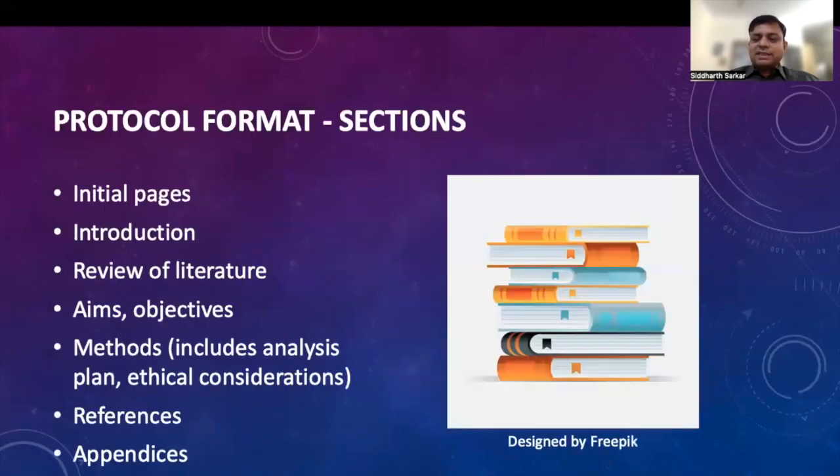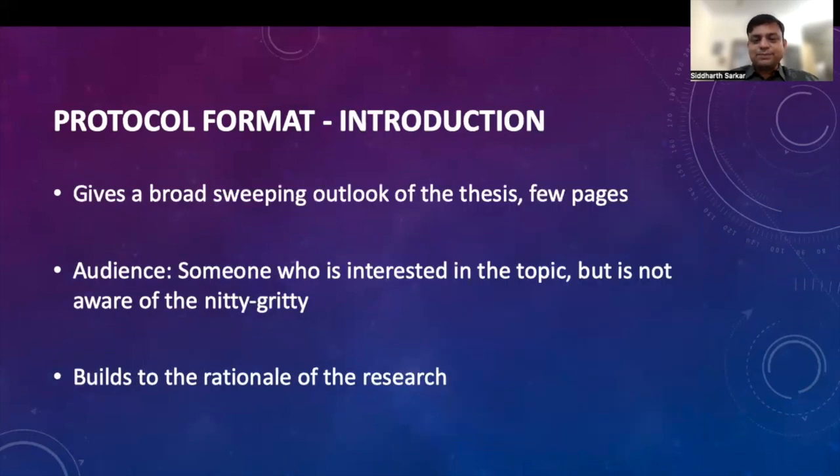So generally there are certain sections in the protocol. There are the initial pages which describe your degree, your name, your guides and co-guides, and the title of your thesis. Subsequently, there is an introduction which lays the groundwork of what your thesis is all about. Then there is a review of literature which goes into depth of the thesis. Then there are aims and objectives, followed by the methods, which includes how you are going to do the analysis and what are the ethical considerations in your thesis. Then there are references and appendices. So this is the general format of what the different sections of the thesis are.